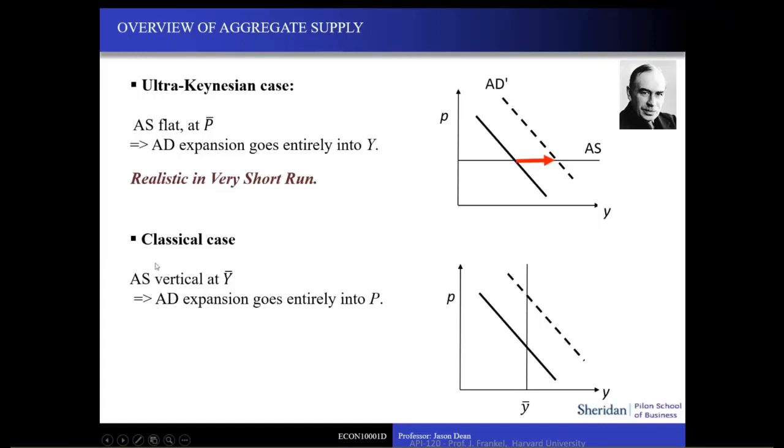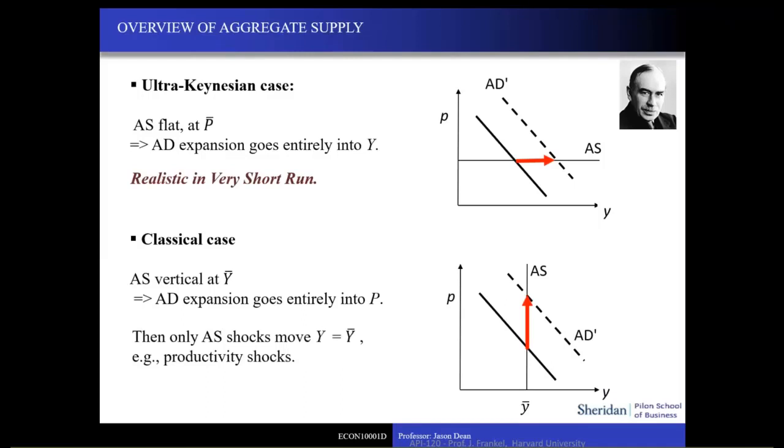Their theory basically implied that the supply curve was just the potential GDP, the long run aggregate supply curve. And so if you have an increase in aggregate demand, that would go entirely into prices. So in this case, the only aggregate supply shocks would be to move the actual potential GDP. So this is realistic in the long run to a certain extent, but you're missing out on a lot of action in the short run.